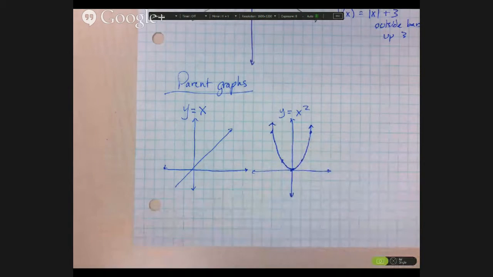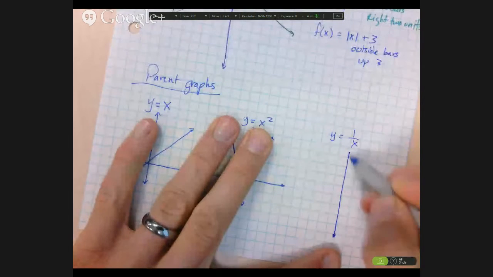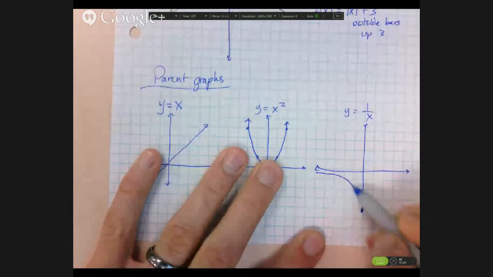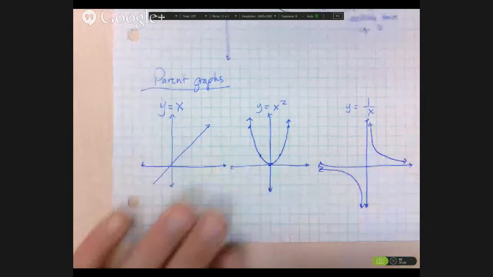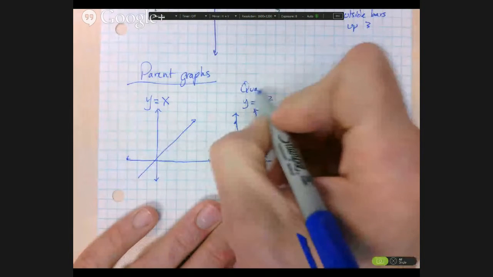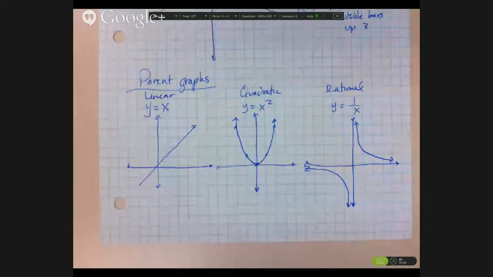Okay, another parent graph. You've got the square root already. You've seen absolute value. Oh, rational. There's your rational. Those are the big ones. All the ones that I've shown you today.